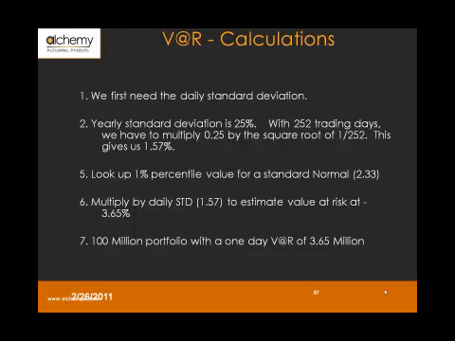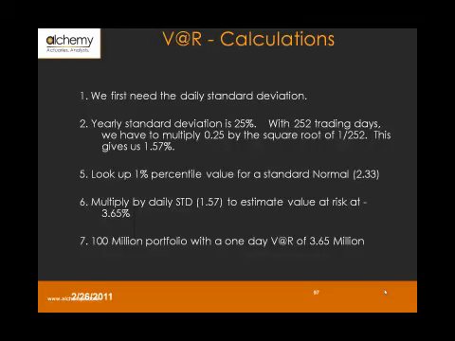The 1 percentile value for the standard normal distribution is 2.33. So that becomes a multiplication factor. Multiply 2.33 by the daily standard deviation of 1.57 to estimate value at risk at 3.65% at a percent level. And then a 100 million portfolio has a 1 day VAR of 3.65 million. So that in essence is the process.